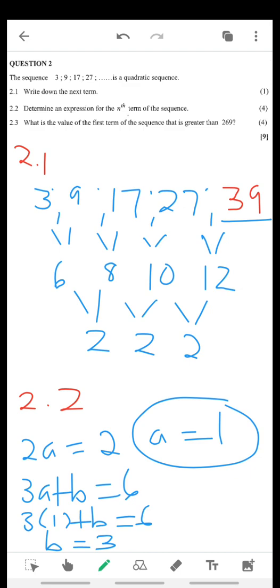Okay. Now, 2.2. Determine an expression for the nth term of the sequence. What are we finding here?